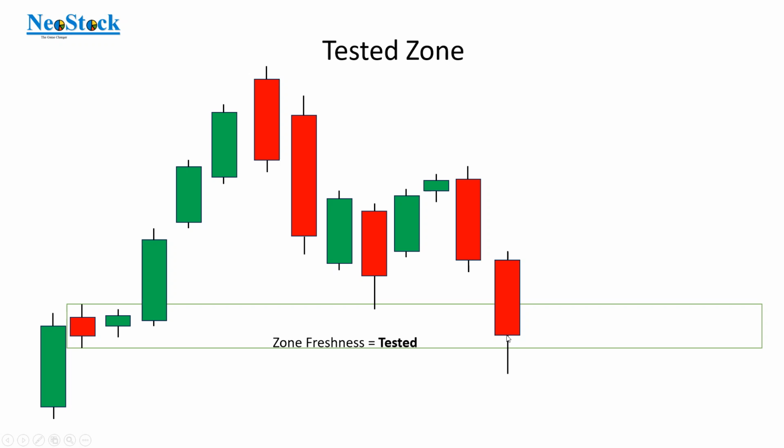In such a situation, the zone freshness is changed to pierced. Such kinds of zones are called pierced zones. Pierced zones are invalid zones, which are not used for trading purposes. Strictly speaking, we can remove this zone from your chart.